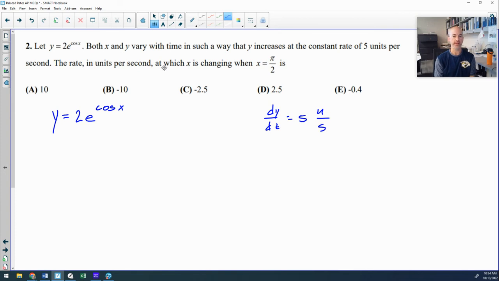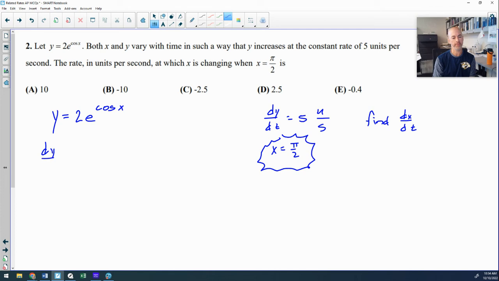The rate in units per second at which x changes when x equals pi over 2. So x equals pi over 2, and they do tell you x is changing, so I'm not doing anything with that yet, is what? So we're trying to find dx dt. And here's my formula. I'm trying to think of ways I can make this derivative easier, and I cannot think of any, so I'm going to go on with the derivative.